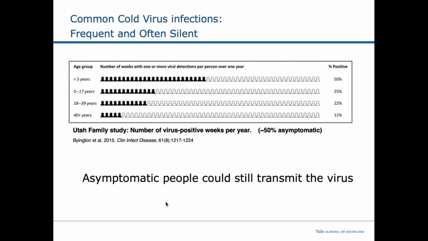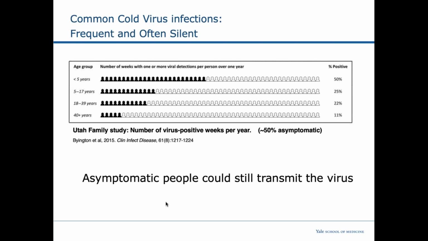So in this study, by Byington, they looked at 26 families over a year and took nasal swabs from each member of the family and asked, do they have a rhinovirus? Can we detect it? And the number on the first row is children under 5 years old, and the dark shows those that were positive, and you can see about 50% were positive. And then as you get older, the numbers go down.